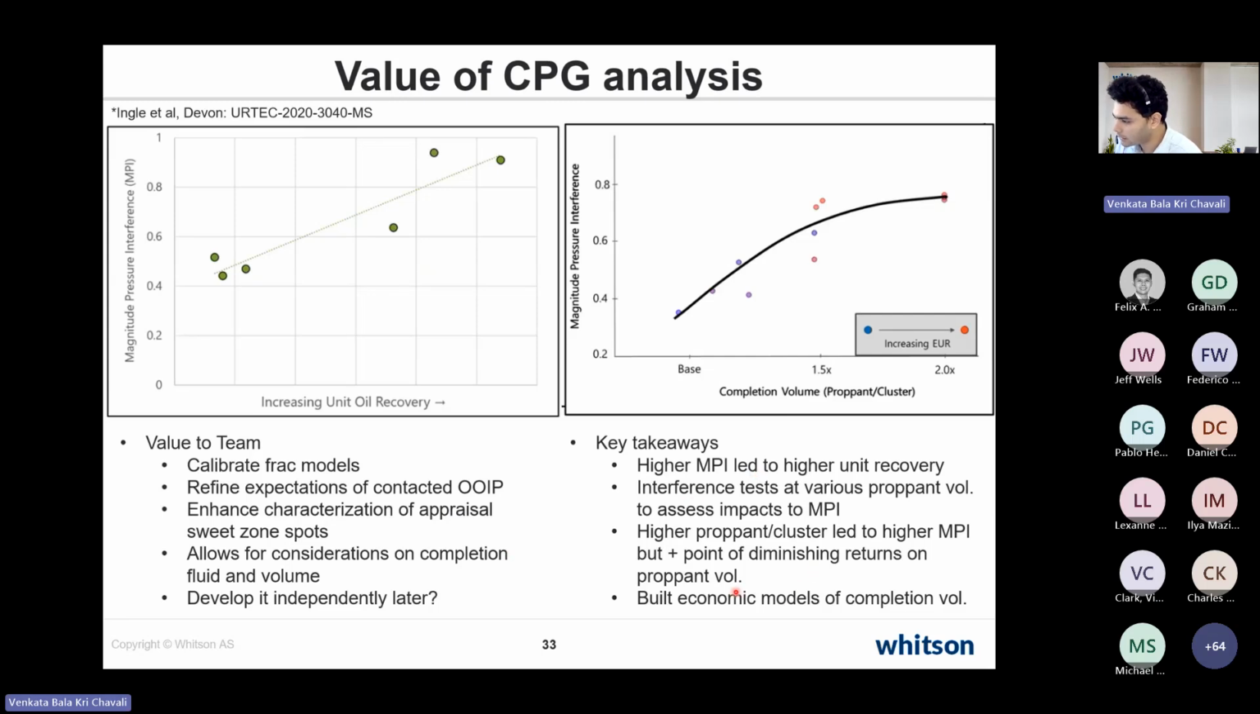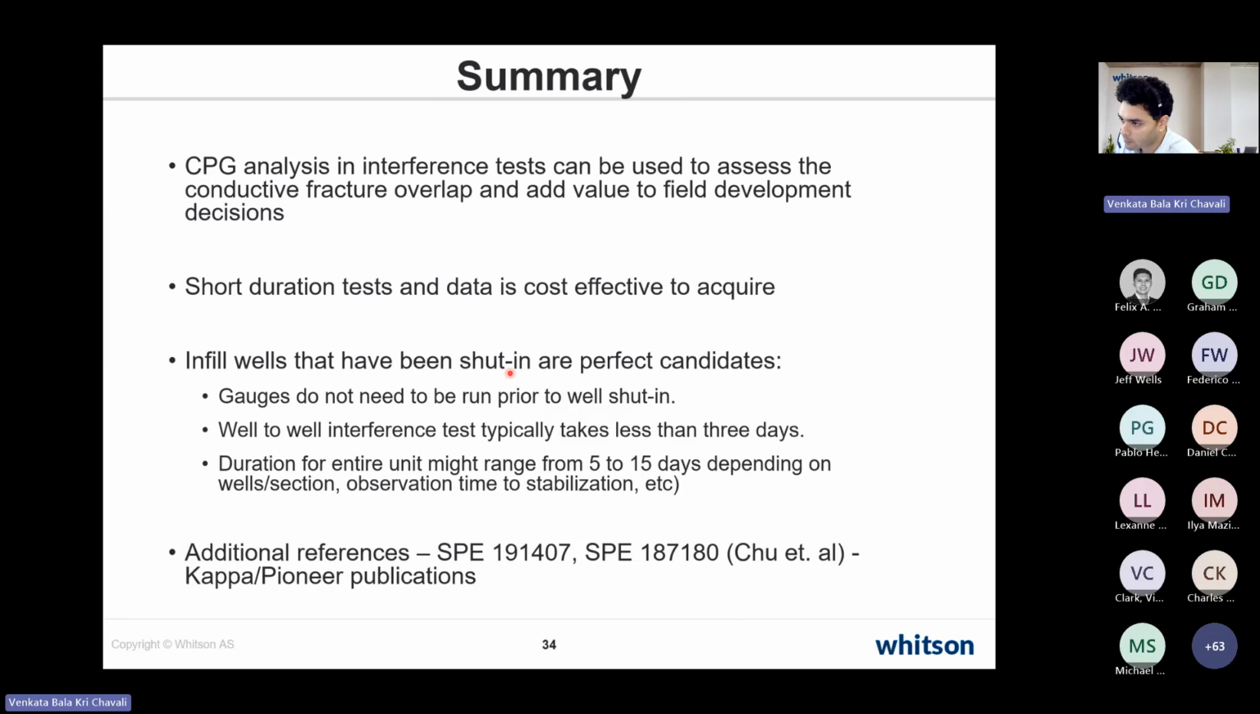The last point, I think we already talked about this piece, is effectively higher MPI, and there's a point of diminishing returns for the same completion volume. So you need to find that and then hopefully incorporate some of this into your economic models. All right. So with that, super short test.